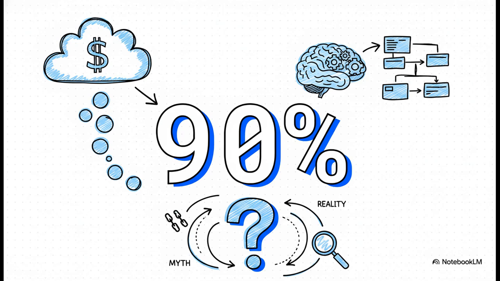And that brings us to a really eye-catching number, 90%. Google Cloud's Vertex AI has this feature called context caching, and it promises up to a 90% discount on input tokens. Now, on paper, that sounds like an absolute magic bullet for your cloud budget, right? But is it really? Well, today we are going to explore the myth versus the reality of that incredible discount.